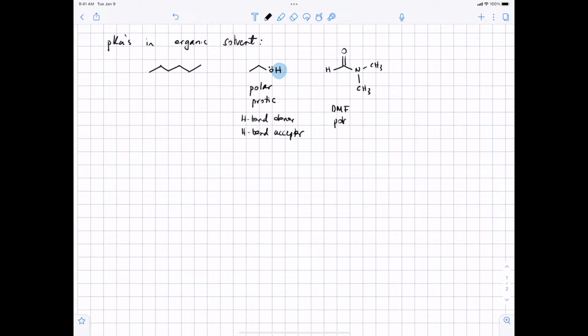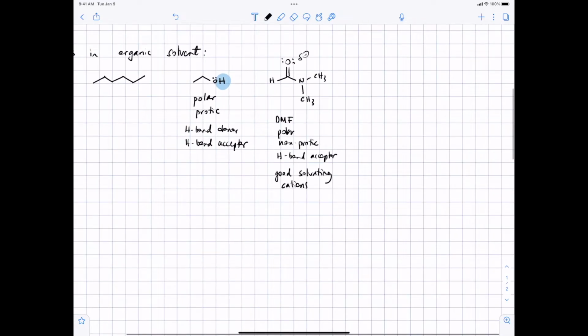This is polar, but it's non-protic, meaning there's no acidic proton there, right? So this could be a hydrogen bond acceptor, but not a hydrogen bond donor. It would be good at solvating cations, right? Because you've got this polar electronegative oxygen, which should have a partial negative charge on it, but it shouldn't be very good at solvating anions.